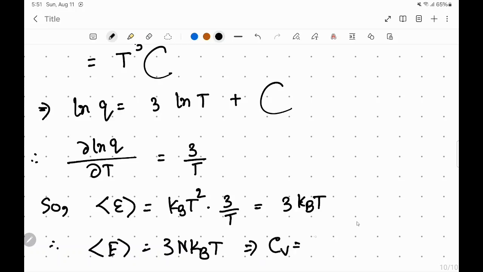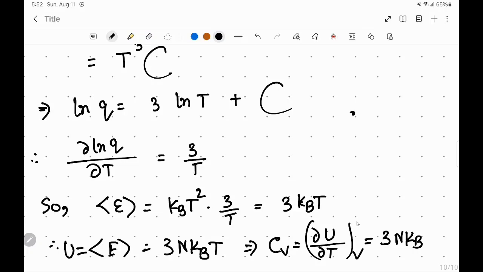del U / del T at constant V, because U is this 3 N kB. And we know this is the answer, 3 N kB. This should be the answer. Now, for 1 mole, if you consider Cv,m, then N equal to Na, that is 3R.